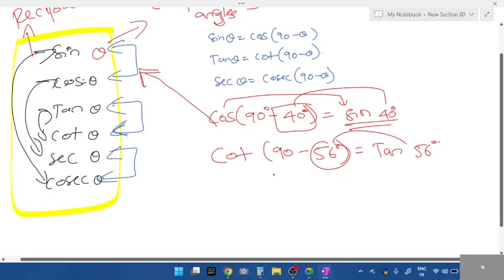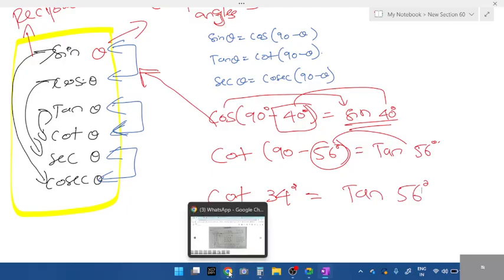Okay. Now we got cot 90 minus 56 is tan 56, students. What is 90 minus 56? Subtract it. 34 degree. Cot 34 should be equal to what? Tan 56. Cot 34 should be equal to tan 56.